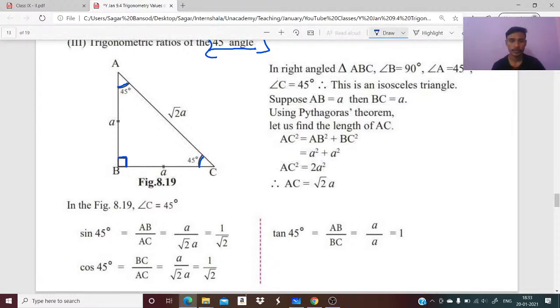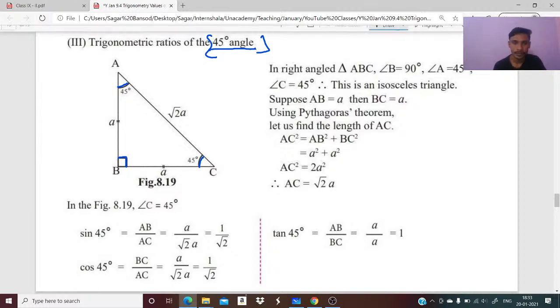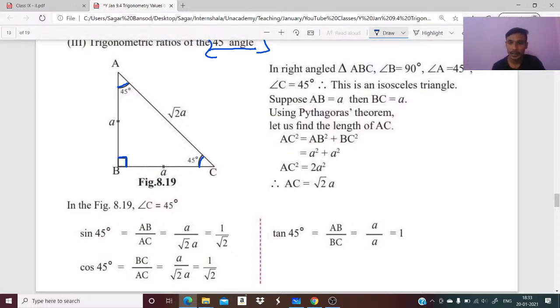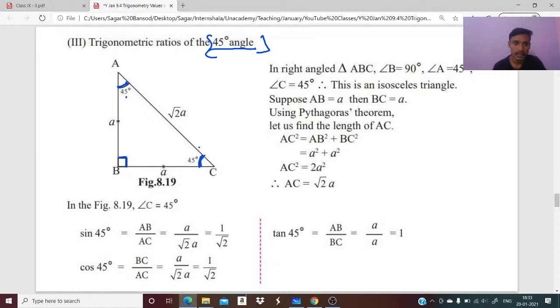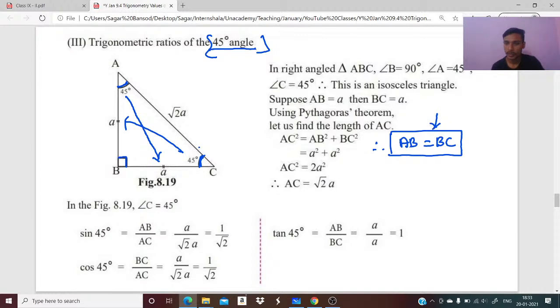Now pay attention to this proof. I hope you are aware of the isosceles triangle theorem, which says that if in any triangle two angles are the same, then the sides opposite to these two angles will also be the same. Since angle A and angle C are the same, BC is the side opposite to angle A and AB is the side opposite to angle C, therefore AB will also be equal to BC. You should know this first of all.